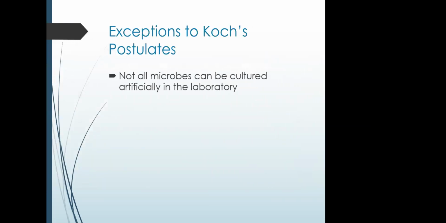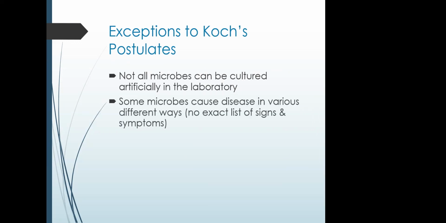So you can imagine some of the issues that they ran into, right? There are microorganisms that you cannot culture in a petri dish. There's bacteria that will simply not grow in an oxygen environment. I mean, you couldn't do this with botulism, for example. And then there are diseases that don't have any exact list of signs and symptoms. Different people are going to be affected in different ways. So that's going to be hard to apply to Koch's postulates.